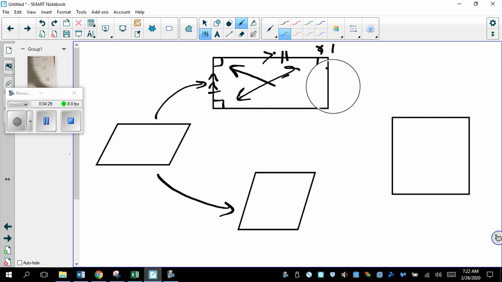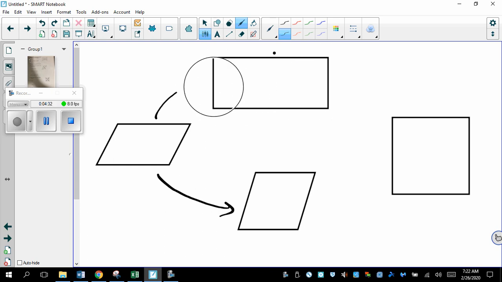So the other things you need to know are this, is that when your diagonals do bisect each other, this is the case where they are all congruent.